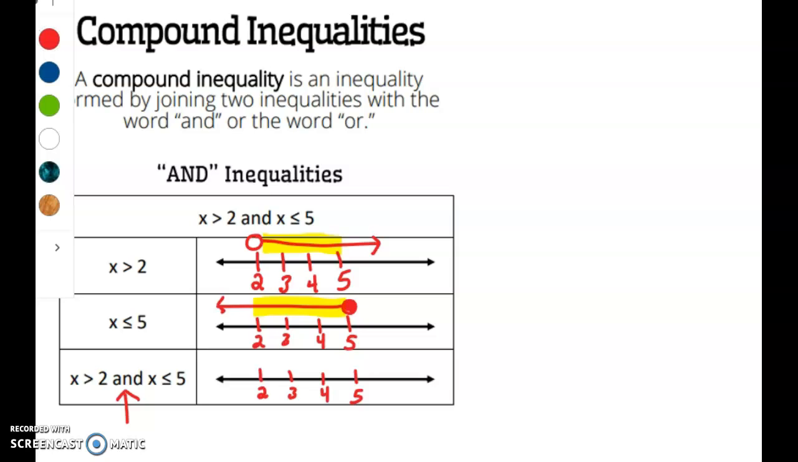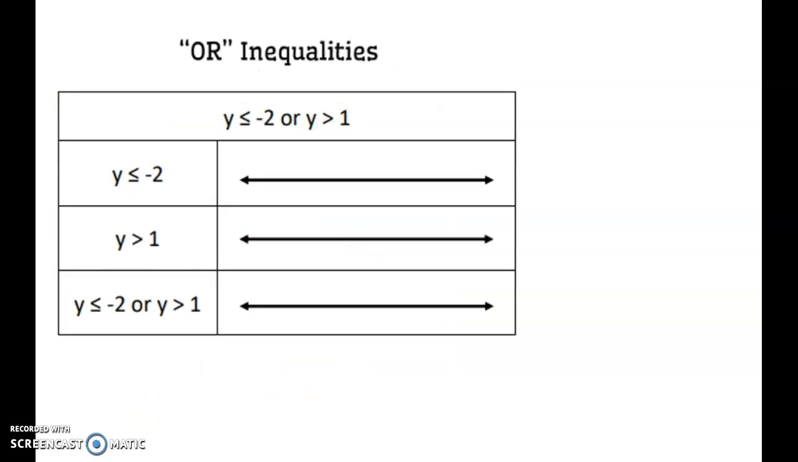So when it's an "and", we ask, what do they have in common? If I combined those, they had an open circle at the 2 and a closed circle at 5, and where they would essentially overlap, the part that they have in common, is connecting between 2 and 5. All right, let's look down at the bottom and let's do an "or", and then we're going to practice.